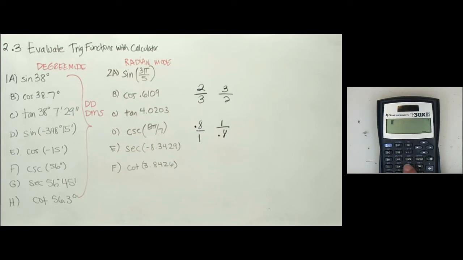To do cosine, I'd hit cosine. I type in that decimal, 6,109 10,000ths. That's an angle measurement in radians. Hit equals. There's my value. Pretty simple, right? Tangent. Tangent. 4 pi, 203 10,000ths. Close it. Hit equals. And then just round. So the problem's going to come with the last 3, the reciprocals.